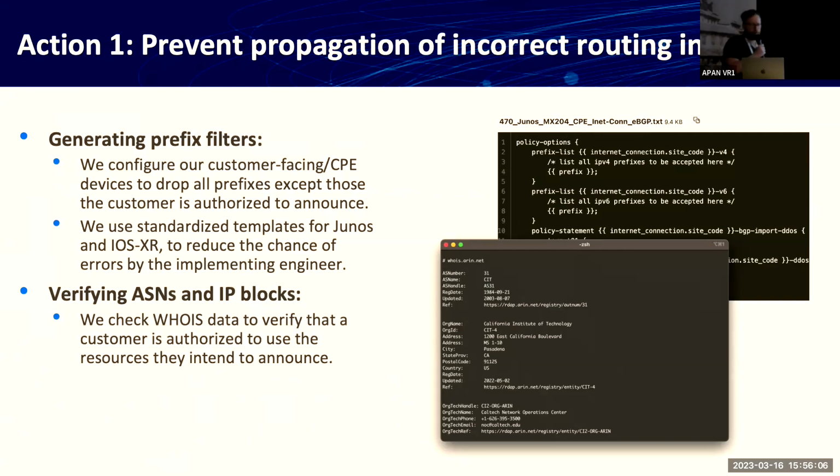So for action one, preventing propagation of incorrect routing information, this is mainly all about prefix filtering, so what you accept from your BGP peers. We have a defined process in place for prefix addition when we have new customers or peers who join us, with standardized templates in our Junos or IOS configurations. So it reduces the chance of error.